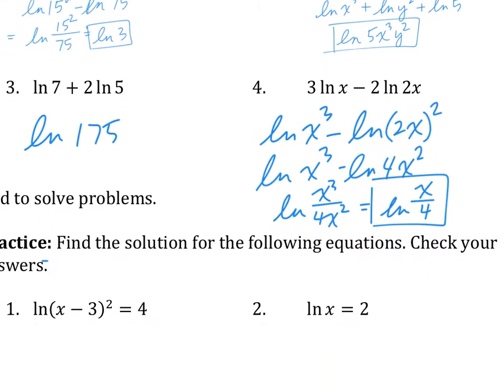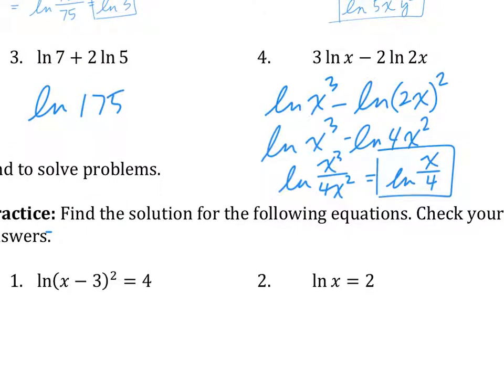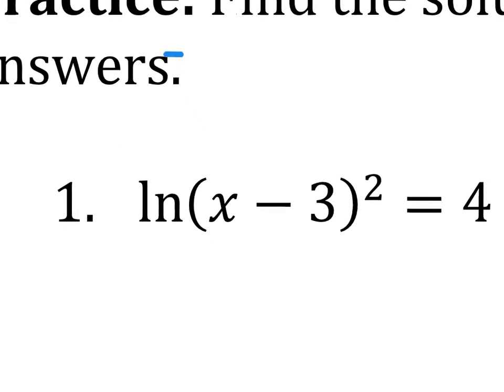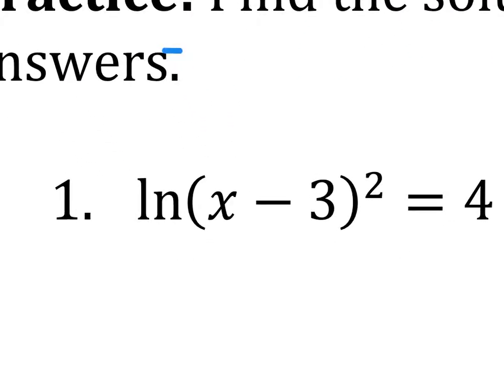All right. Let's do the next part. Find the solution to the following equations. Check your answer. Natural log of (x minus 3) squared equals 4. To solve this problem, we've got to get rid of that natural log in the front.